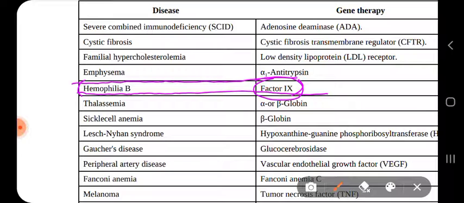So through gene therapy, we will introduce the gene responsible for normal factor 9 production into the bloodstream through bone marrow. Via bone marrow we can do this, because it is a blood related disorder, right?